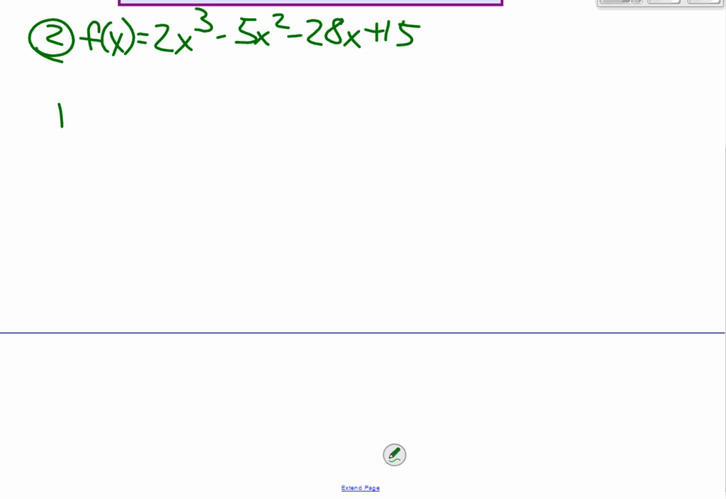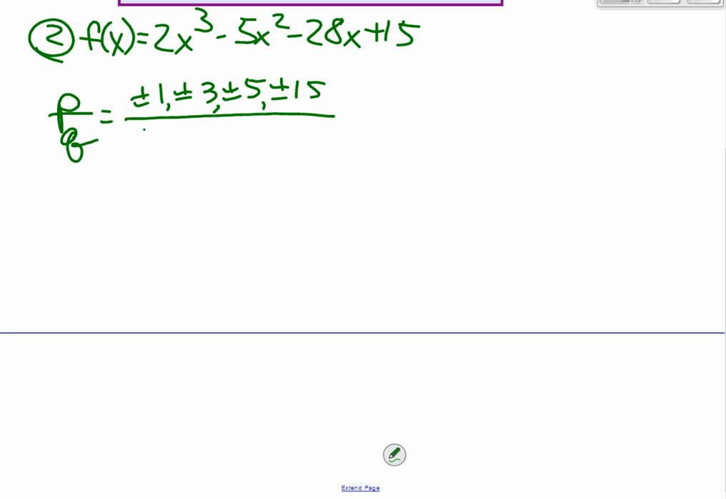So P over Q is equal to, well, this is 15. So I need all the factors of 15 for P. I write them low to high integers, and then I write all the fractions after that, any fractions that I have. So P is ±1, ±3, ±5, and ±15. Put some commas in there. And Q is the factors of 2, so ±1 and ±2.